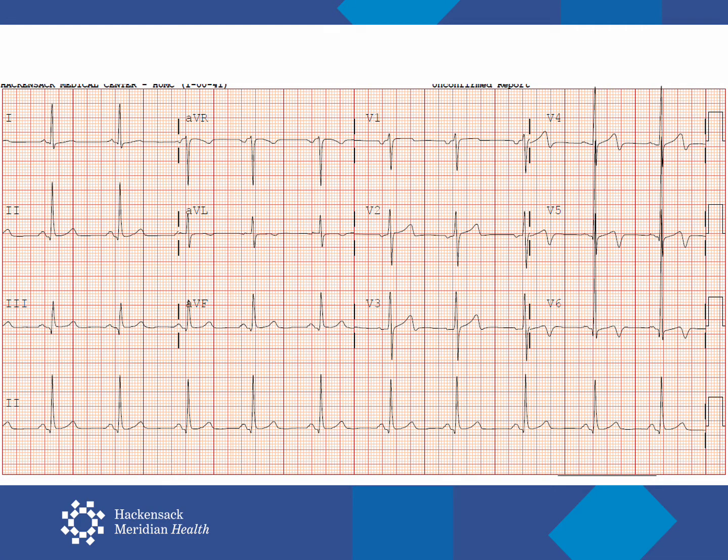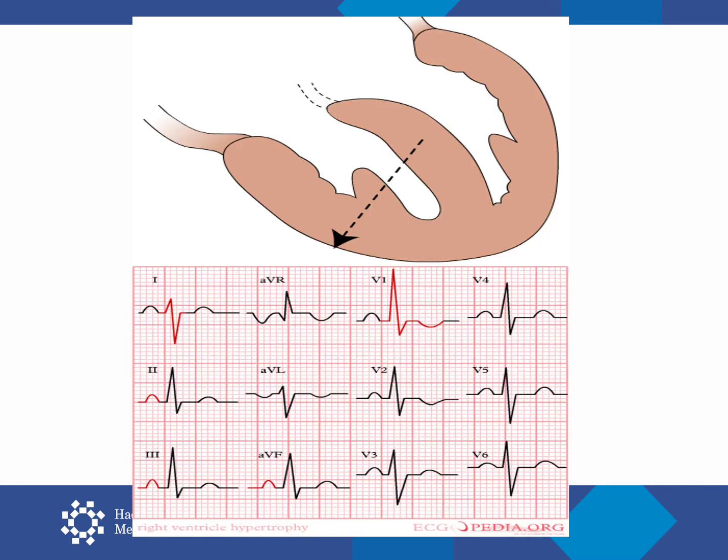This tracing shows left ventricular hypertrophy, with large positive deflections in 1, V5, and V6, and negative deflections in V1 and V2. The tracing does not show left axis deviation in this case. Not every LVH tracing does. There are also T-wave changes, which can be common in left ventricular hypertrophy, and may also be seen in ischemia, as we will discuss later.